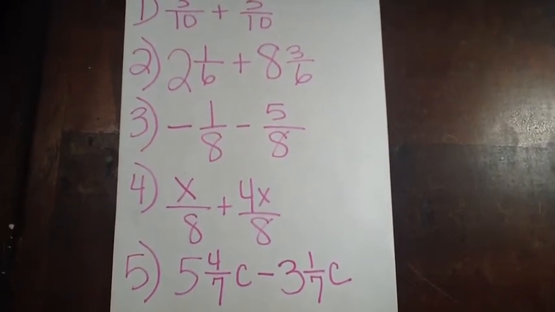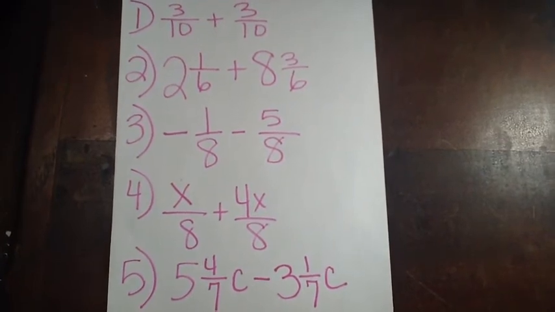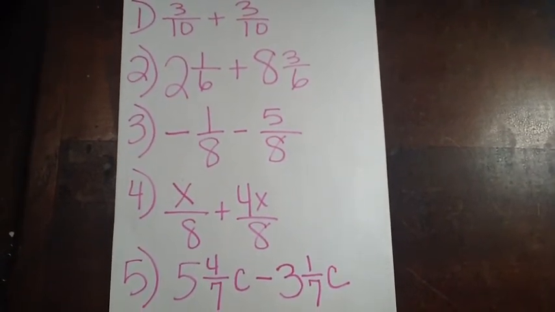So basically the 5 4/7 is the coefficient for the variable c. So it's just as if you'd have 2c minus 1c. So do it like that.